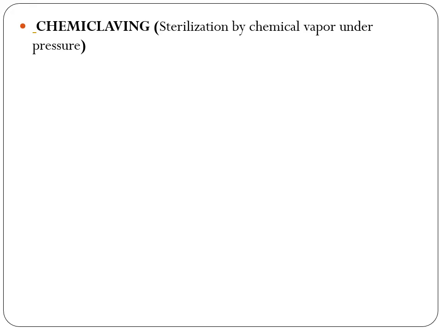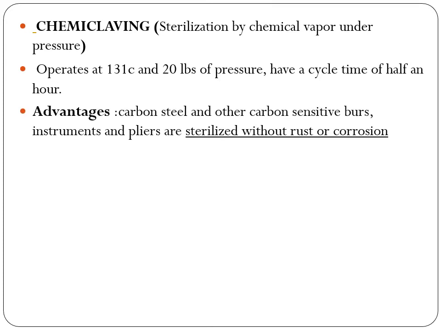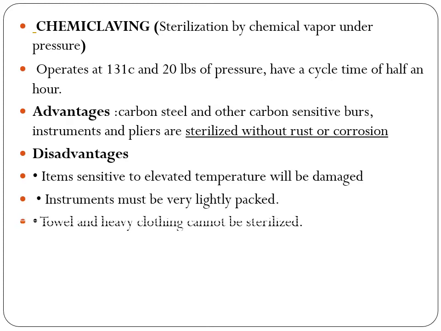Chemiclaving is the sterilization by chemical vapor under pressure. It operates at 131 degrees centigrade and under pressure of 20 lbs and has a cycle time of half an hour. The advantage of this method is that carbon steel and other corrosion-sensitive burs, instruments, and pliers are sterilized without rust or corrosion. While the disadvantages of chemiclaving are that items sensitive to elevated temperature, and 131 is an elevated temperature, will be damaged. Instruments must be very lightly packed, not tightly. Towels and heavy clothing cannot use this method.